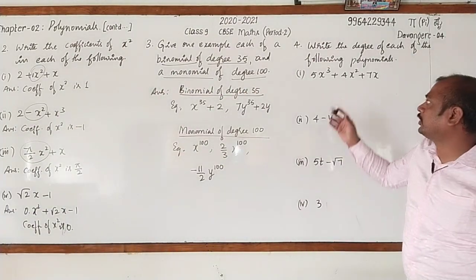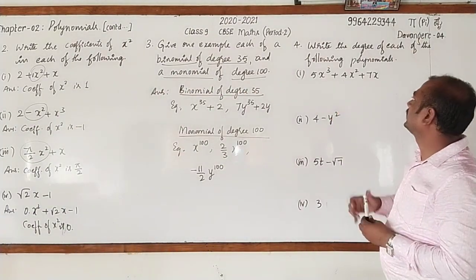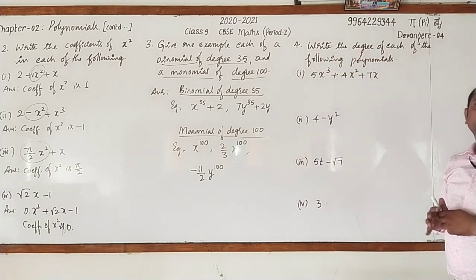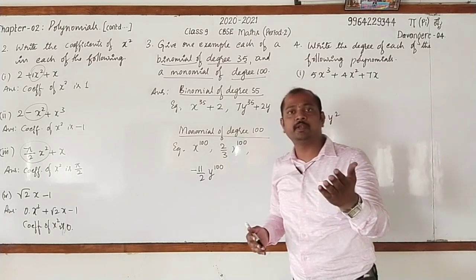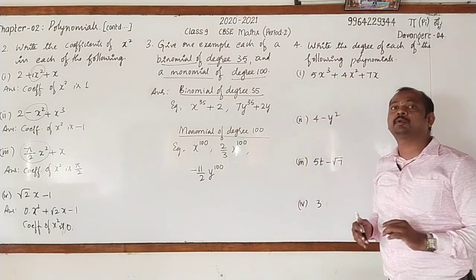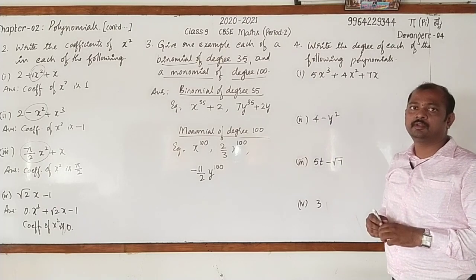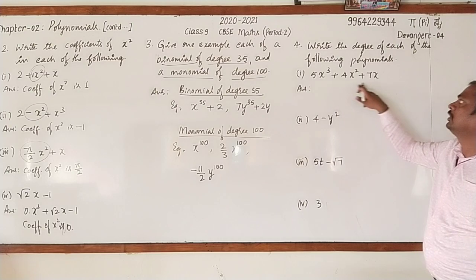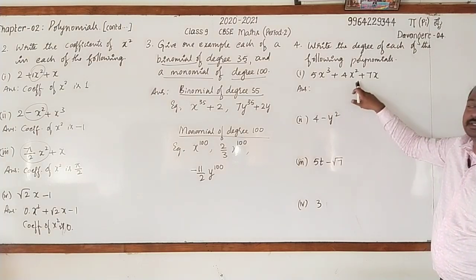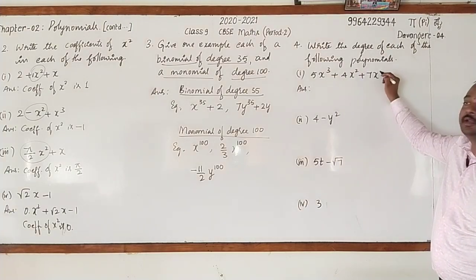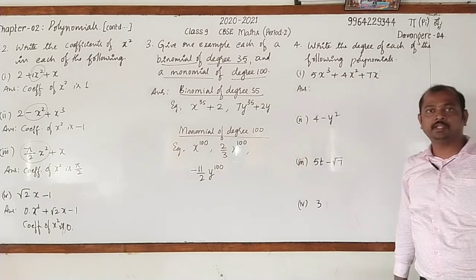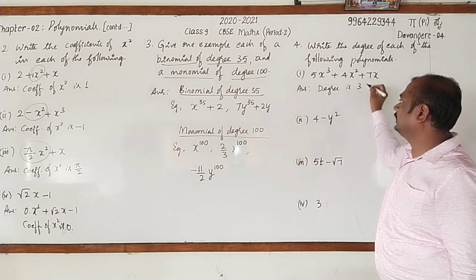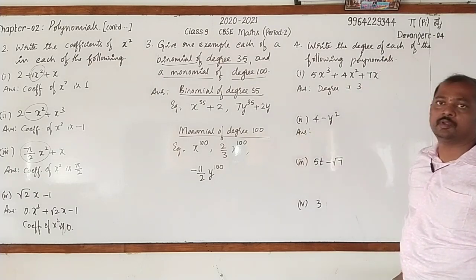Next, fourth question. This is also very simple. Go through this one. Write the degree of each of the following polynomials. What is the degree of the polynomial? It is the highest power of the variable involved in the polynomial. Right? So now let's go for answering these. First one. Variable, it is x. The powers are 3, 2, here is 1. Highest power is 3. Therefore, degree is 3.